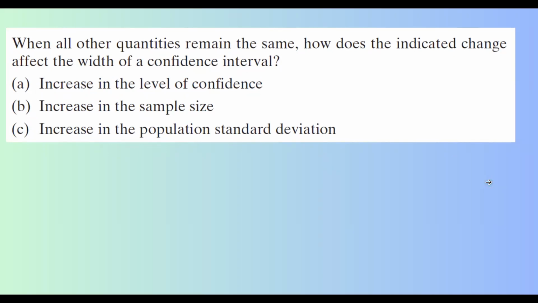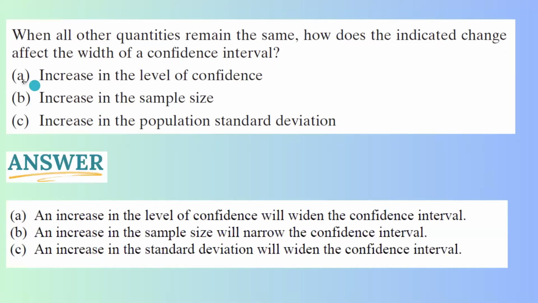Pause the video, think about the question, and we'll go over the solution together. If you decide to increase the level of confidence, for example, from 90% to 95%, or from 95% to 99%, the increase in the level of confidence makes the confidence interval get wider. So you get a larger confidence interval. The change in the level of confidence will change the confidence interval by making it become larger.